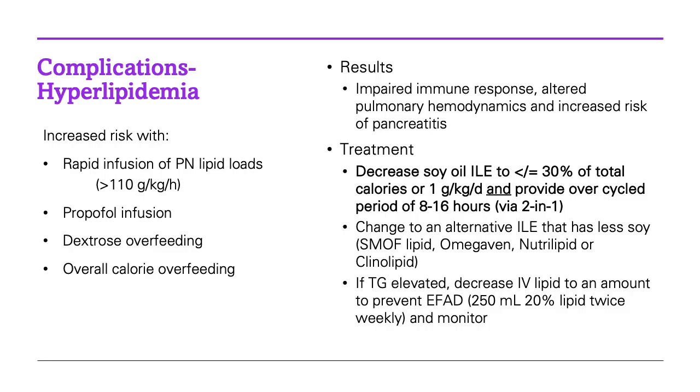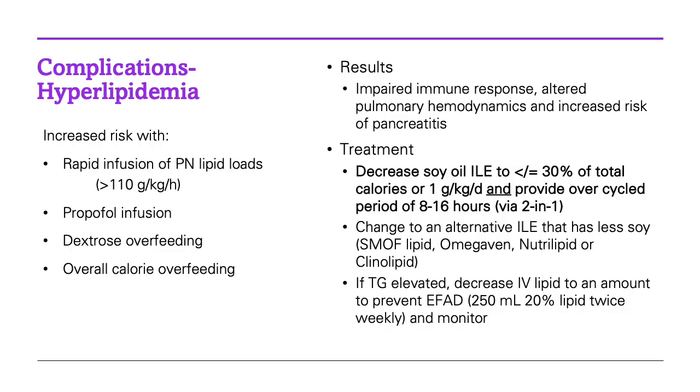Treatment: we want to decrease the soy oil injectable lipid emulsion to less than or equal to 30% of total calories or 1 gram per kilogram per day, and we can provide them over a cycled period of 8 to 16 hours per day via a 2-in-1. So using a 2-in-1 solution allows the lipids to be administered over a shorter time than the dextrose and amino acids, and that allows the lipids to clear the bloodstream. And then we can also try an alternative lipid emulsion that has less soy, so we can use SMOF lipid, Omegaven, Nutrilipid, or Clinolipid.